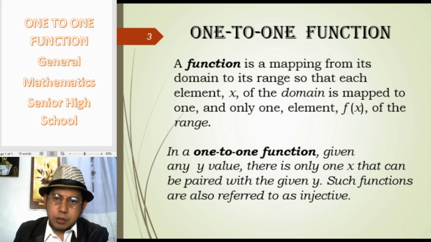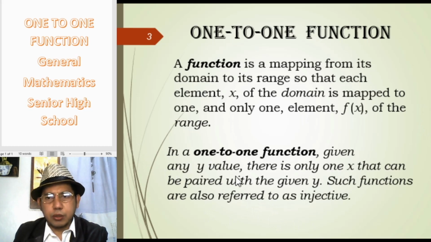For us to consider the function to be a one-to-one function, we need to understand this statement. In a one-to-one function, given any value of y, there is only one x that can be paired with a given y. Such functions are also referred to as injective, meaning there is a one-to-one correspondence between the domain and the range or vice versa. So that is the meaning of this statement.